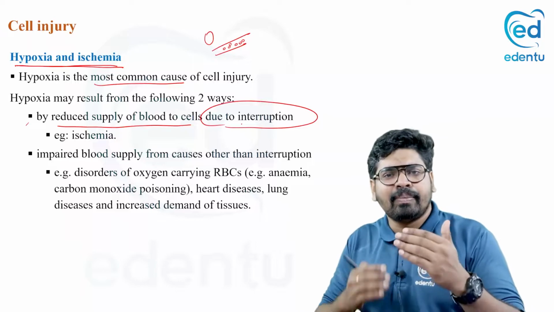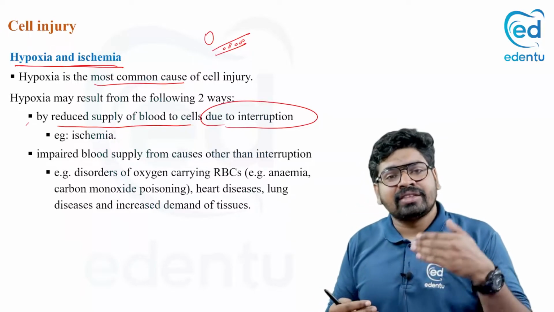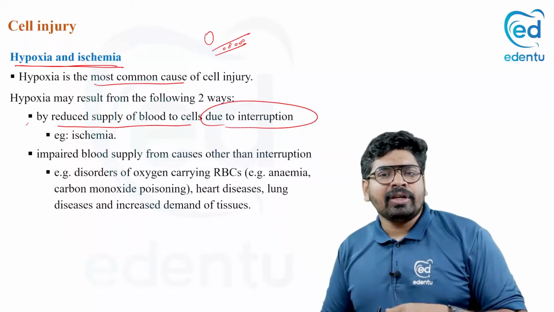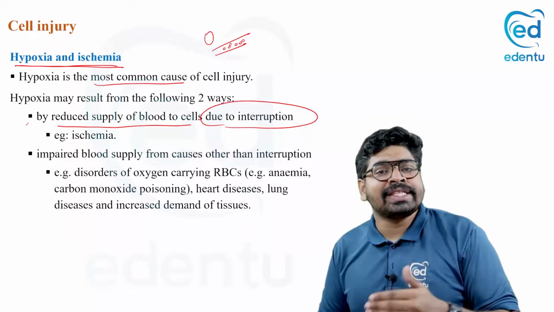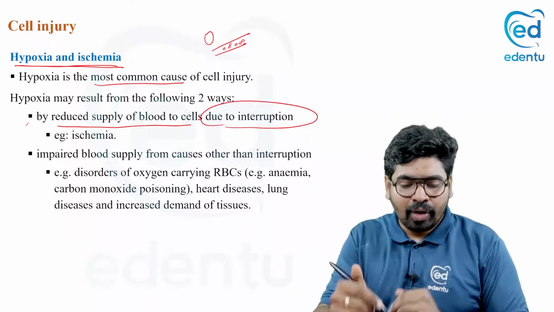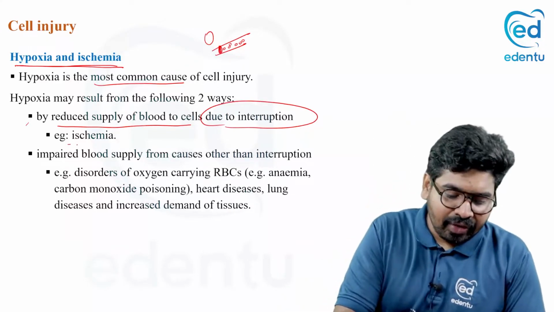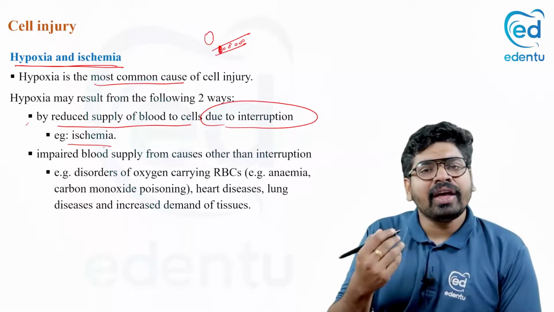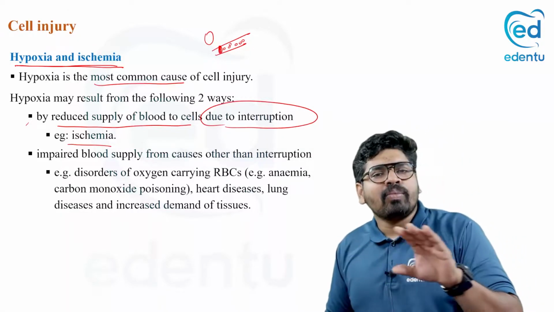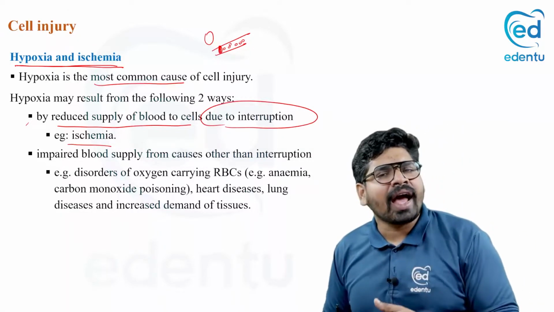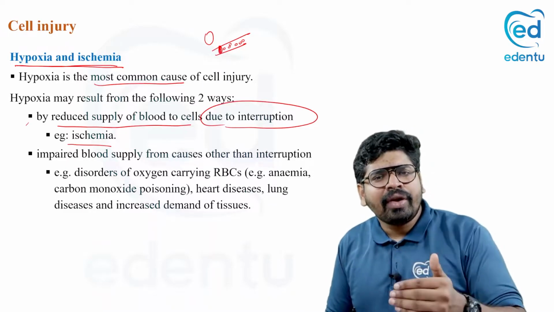interruption, that means there is a blockade in the blood vessel, there is atherosclerosis, or some kind of blockade, embolism. All these cause a block in the blood vessel so that the blood is not coming to the site. That causes ischemia. Now the other way of hypoxia is that there is no blockade, but you are not having enough number of RBCs, you are anemic.